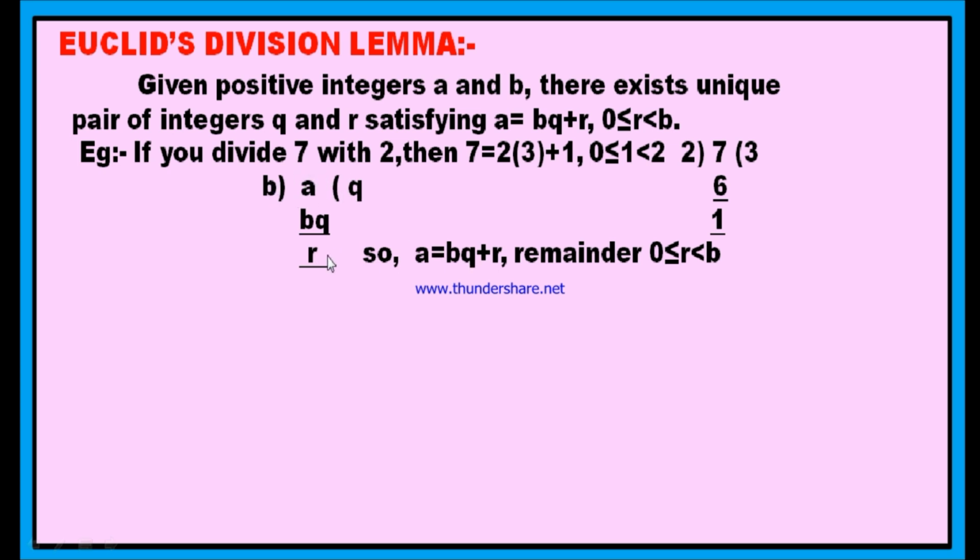If you go for any division, either the remainder is 0 or the remainder may be a positive value and it should be less than this divisor. Therefore, r should be greater than or equal to 0 but less than b. This is Euclid's division lemma.